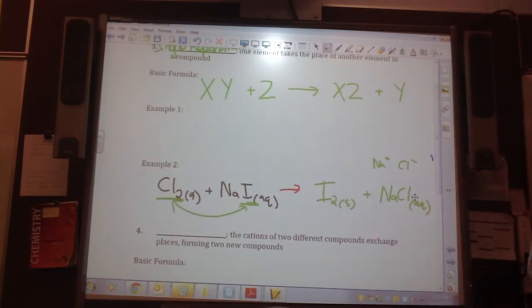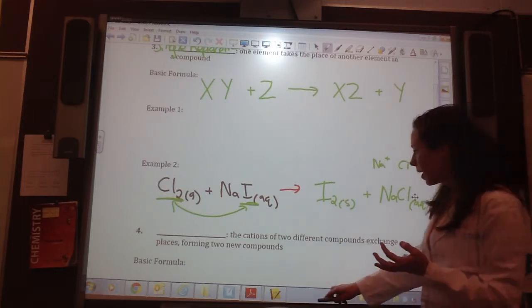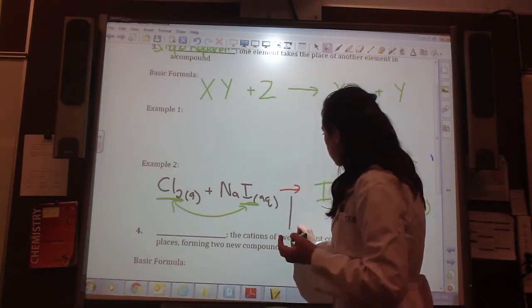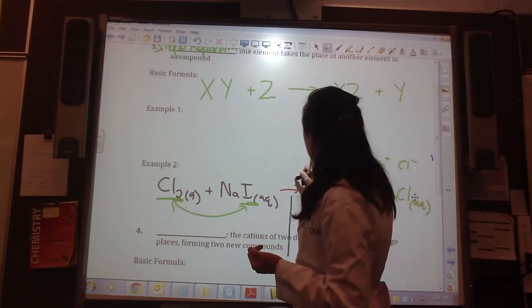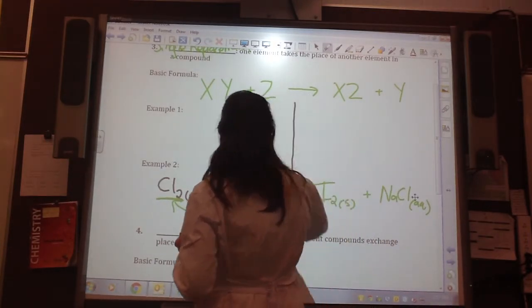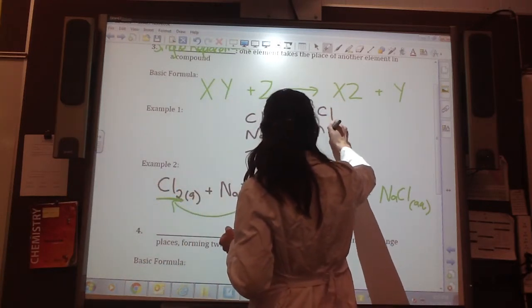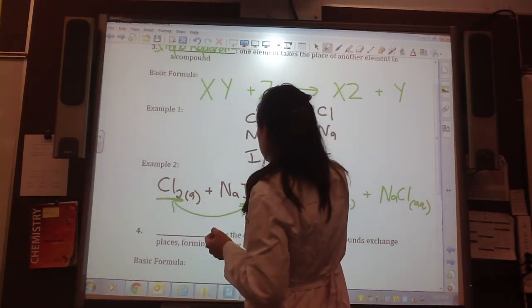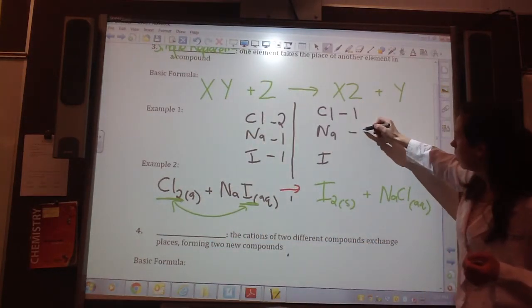So with these types of questions, we're putting together all of our knowledge throughout the whole unit. We're doing how to make compounds, knowing what states things are, and now we're balancing. So it's a lot, each question is quite a bit. So now let's balance it. I'm just going to do the balancing up here because I ran out of room. So we have Cl, Na, and I. This side I have 2, 1, and 1. This side I have 1, 1, and 2.